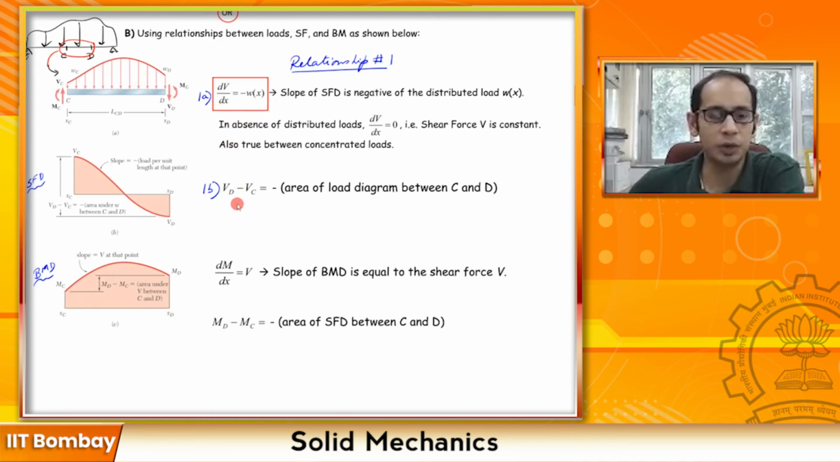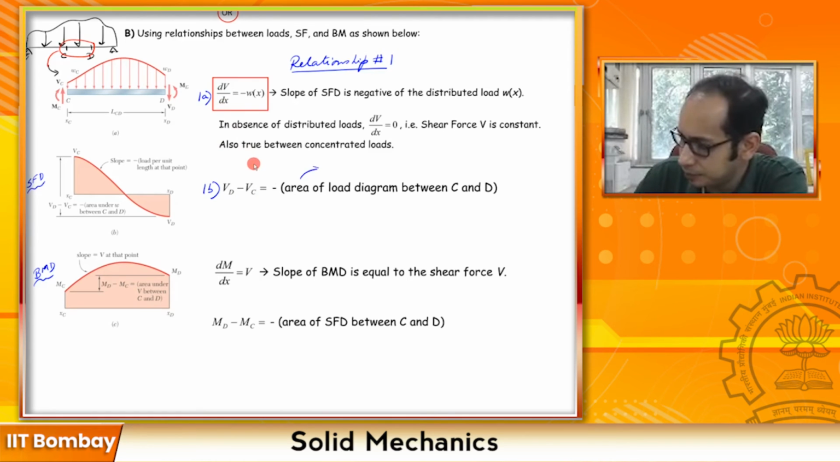Now the second relationship, the part B of the first one. So 1B says if we just integrate this particular equation over here, what we get is that Vd minus Vc is the negative of the area of the loading diagram between C and D, which is nothing but, if you go from this relationship to this one over here, this is essentially the integral from xc to xd. We have derived this in the detailed video that you have, minus wx dx.